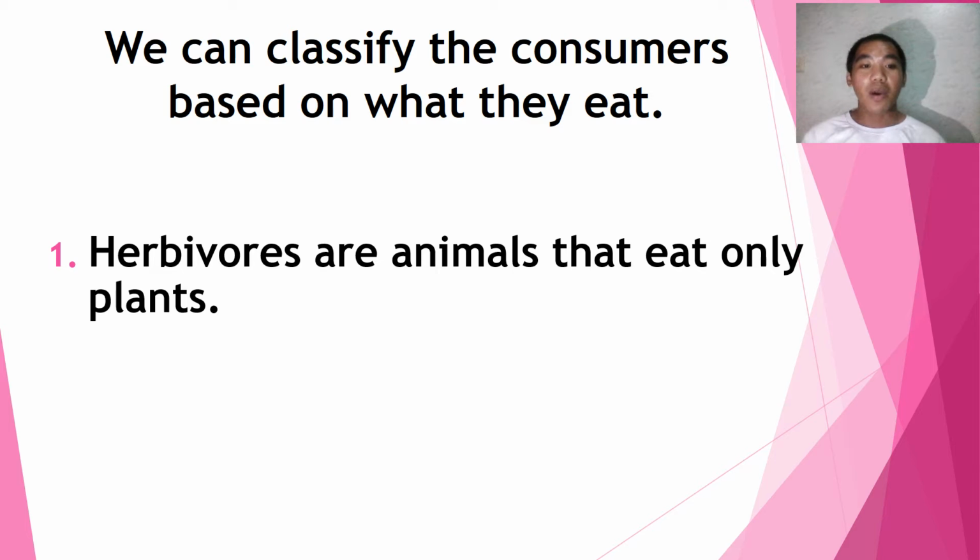First is herbivores. As I remember, I discussed this one with you last semester, so we're just having a recap on our lessons before. So first classification is herbivores. What is herbivores? These are animals that eat only plants. Again, I repeat, herbivores are animals that eat only plants.